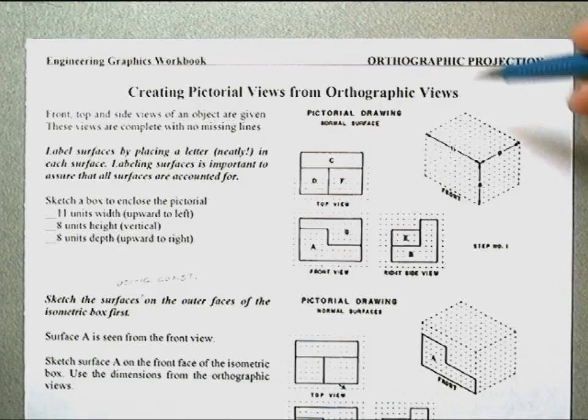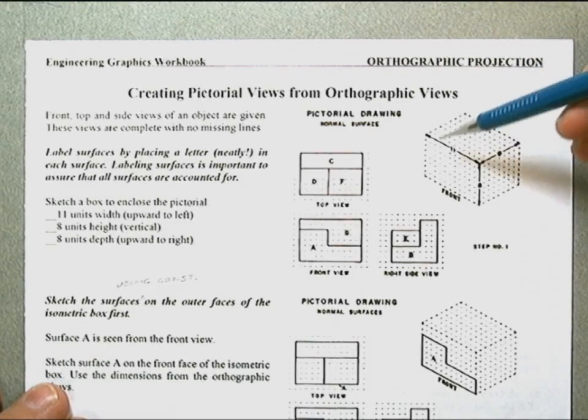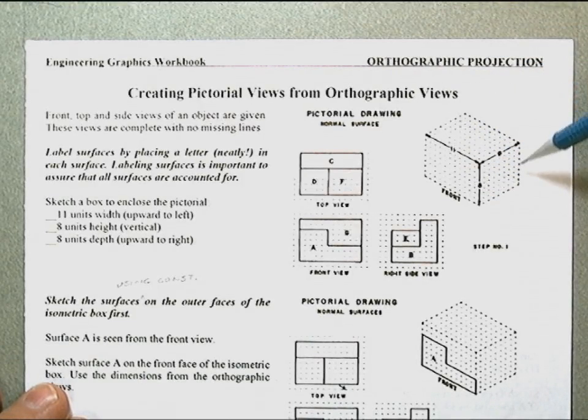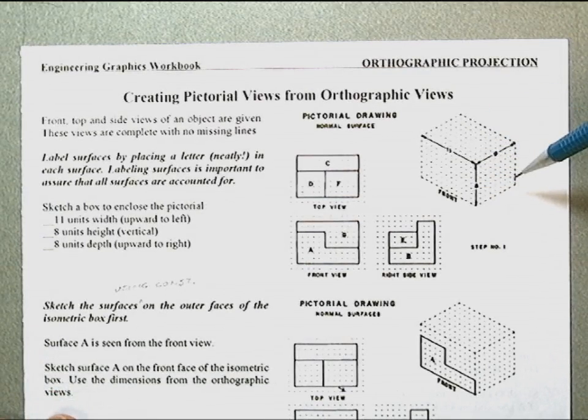Creating pictorial views from orthographic views requires us to have a gridded paper we call isometric grid paper. That makes it very, very simple to create these views.